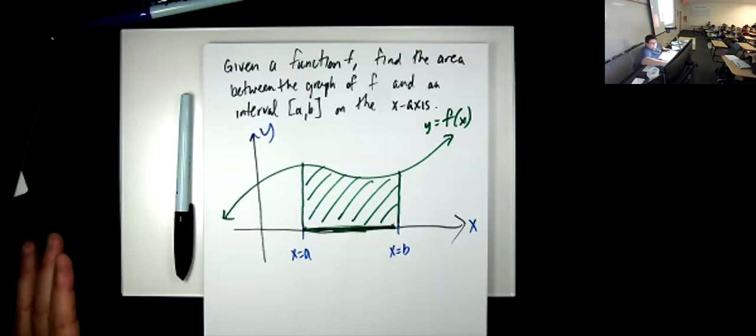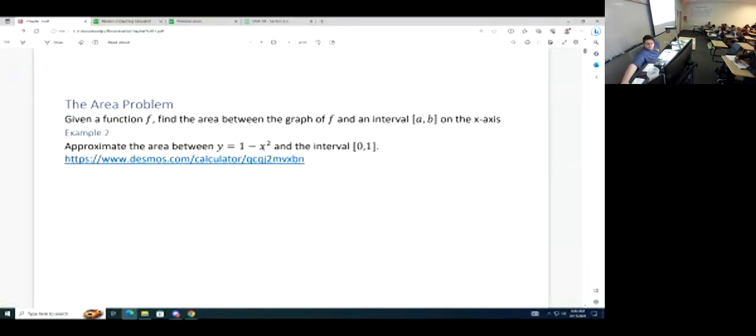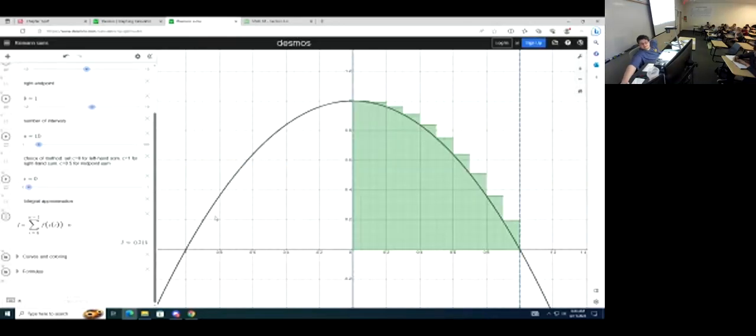All right, back to Desmos, just look at the problem we have here. We have y equals 1 minus x squared, and we're going to do 0 to 1. If you're at home and you're using a tally, you can actually just click right on this, and it'll take you to this.